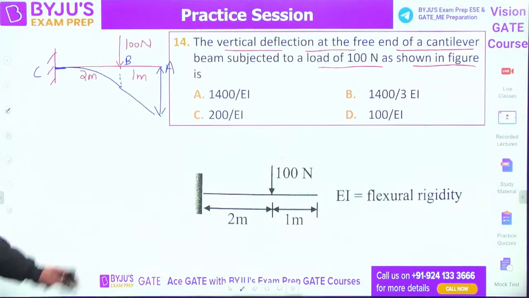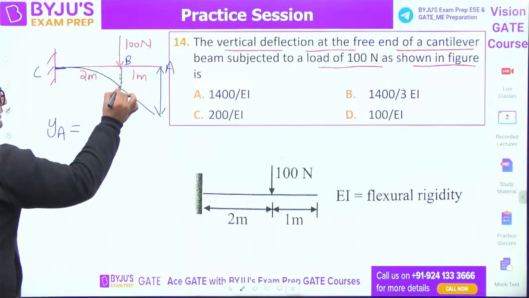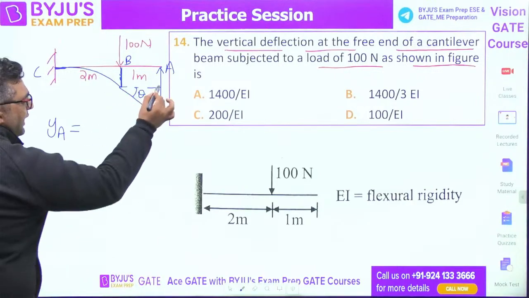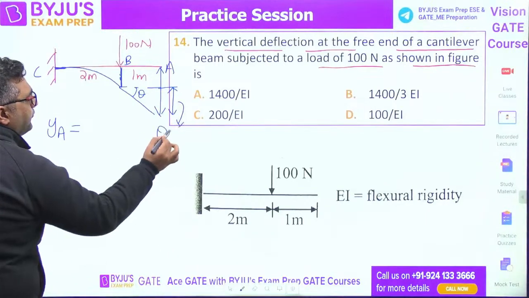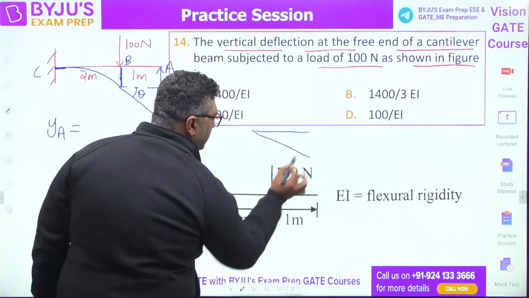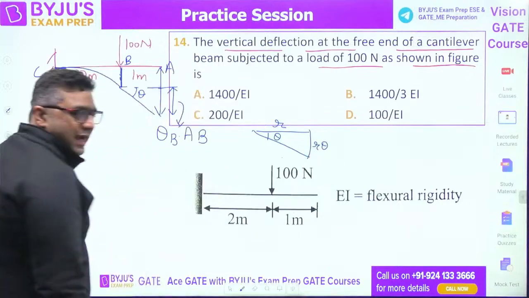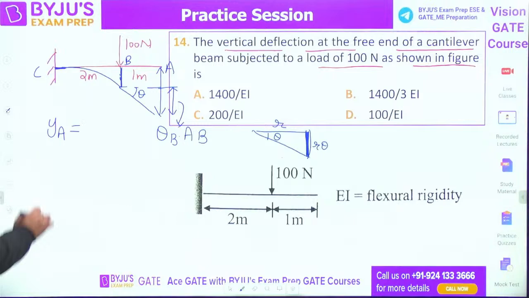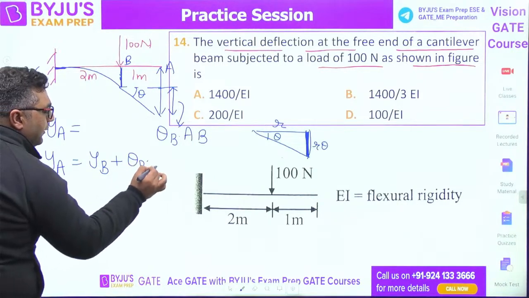Fine. Moving to this question, guys. When you want to write down the deflection at A, we can write this is deflection at B. And if this angle is theta, we can write this part as theta at B into AB. Because if this is R and this is theta, we write this as R theta. And as theta is very small, we can approximate it as a straight line. So deflection at A is deflection at B plus theta at B into AB.